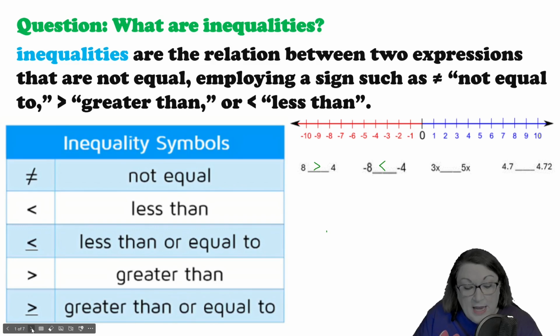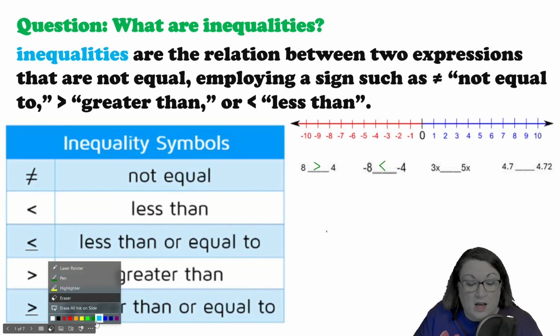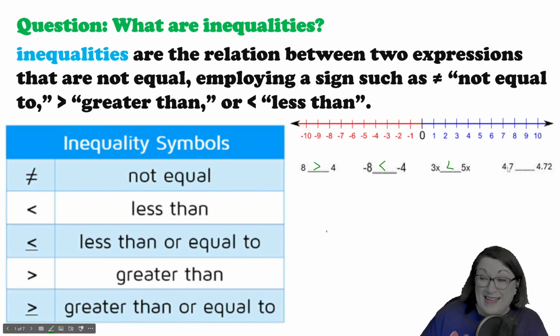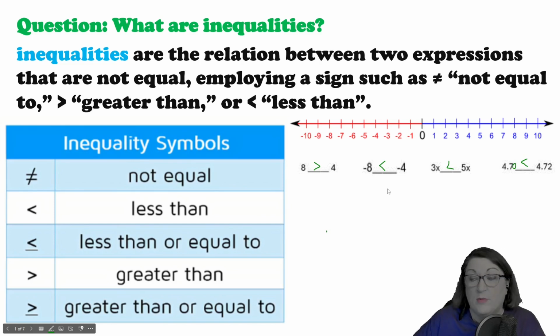Okay. And then 3x, of course, is less than the 5x here. So we're going to also use the less than symbol. And then over here, 4.7 is actually less than 4.72 because 4.7 is actually 4.70. But we just don't write the zeros because it does not change the value of the number when we write the zero there. And definitely 70 is less than 72. So this is kind of an idea of what we're talking about here when we're dealing with negative and positive numbers and which ones are greater and which ones are less than.